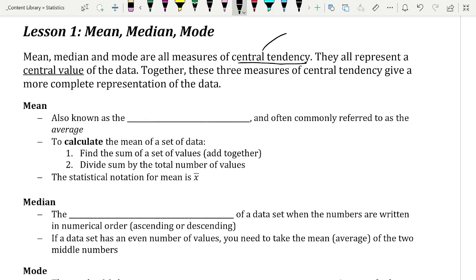Another way to say that is they explain how the middle of the data behaves. So they all represent a central value of the data. Together, these 3 measures of central tendency give a more complete representation of the data.